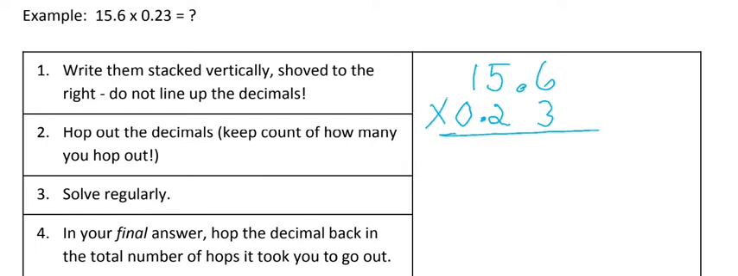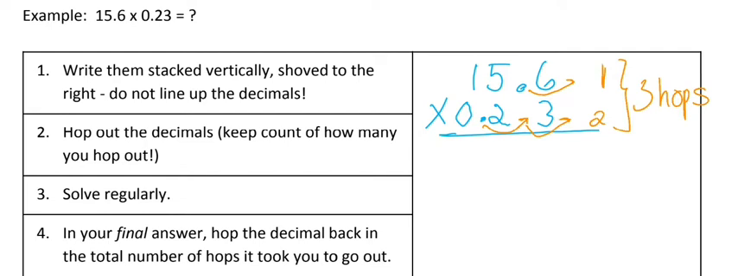So when we multiply this, our decimals aren't lining up, but that's okay. So we're going to take out our decimals. Step number 2, hop them out. The first number has to hop over 1. In the second number, it has to hop over 2. So that's a total of 3 hops. Now we're done with step number 2.